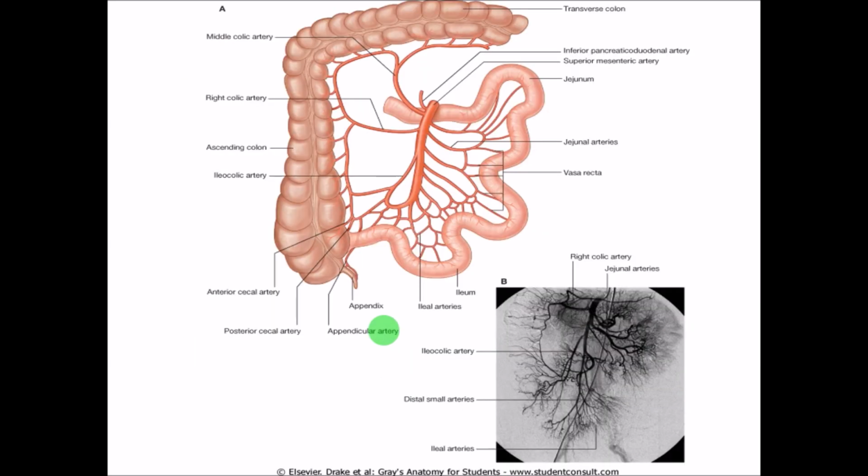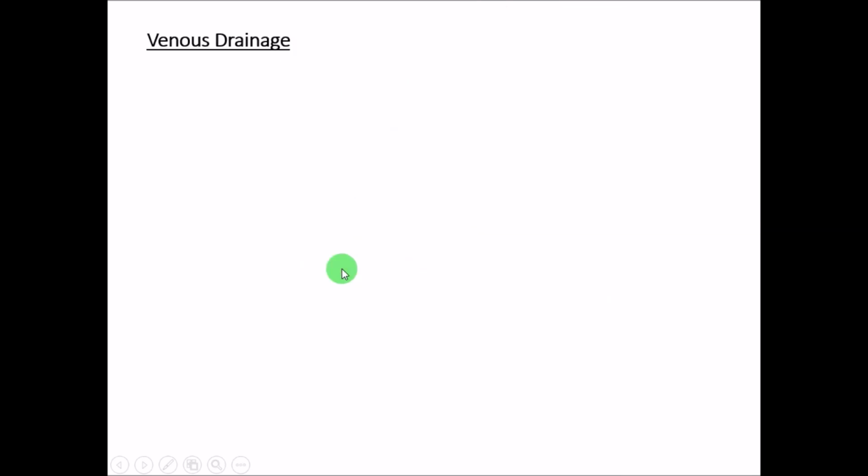Okay, so here also you can see this is the ileocolic artery, and here is coming the inferior division, which gives two branches: the anterior cecal artery, which supplies the anterior surface of the cecum, and the posterior cecal artery, which also supplies the posterior surface as well as the root of the appendix.